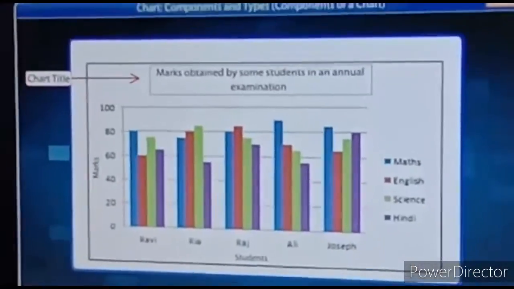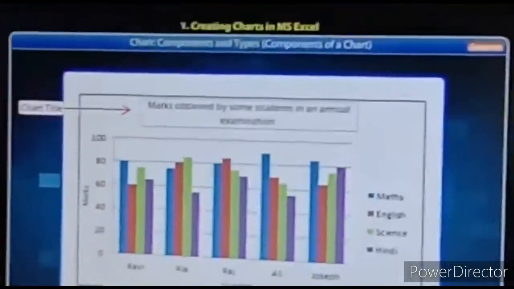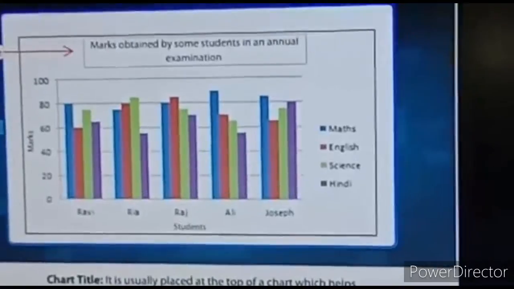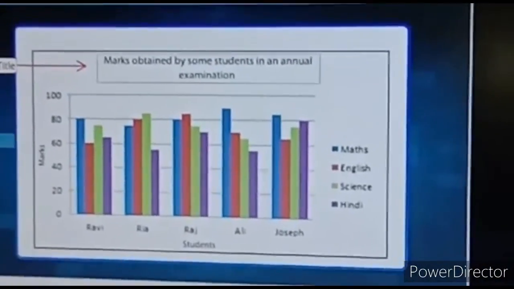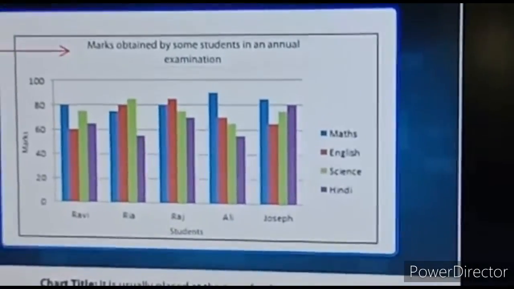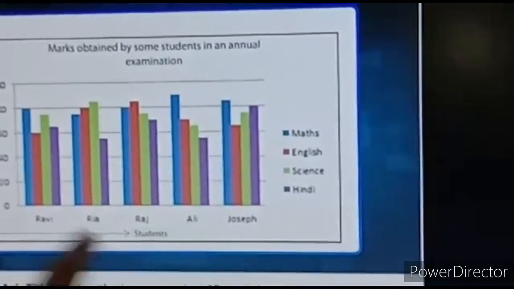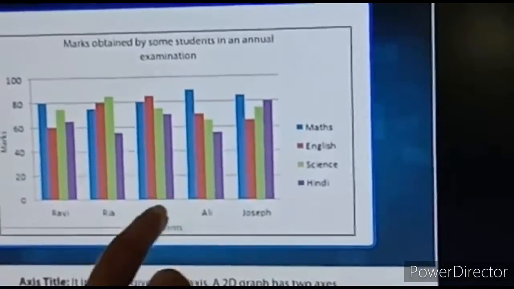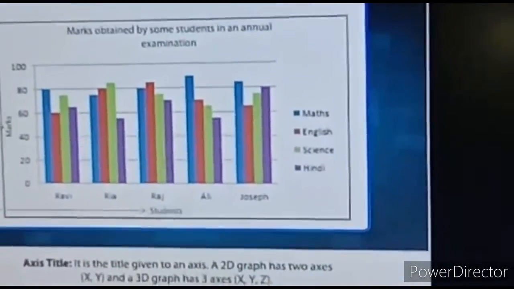And the next one is what is called a chart title, that is the name of the chart, so that the user can understand what it is and which data has been represented in it. This is the title of the axis. Here the names of the students were given. So these two are what are called axis titles.